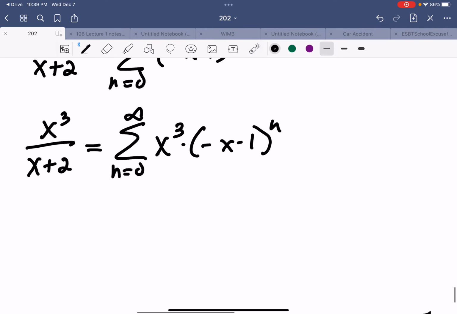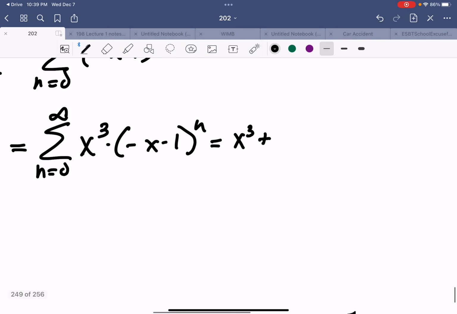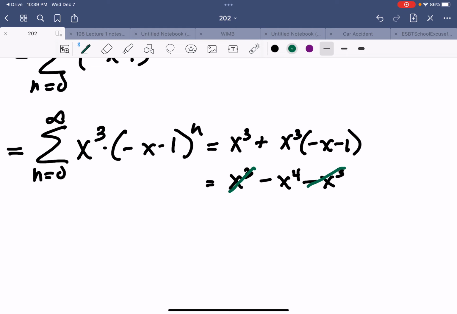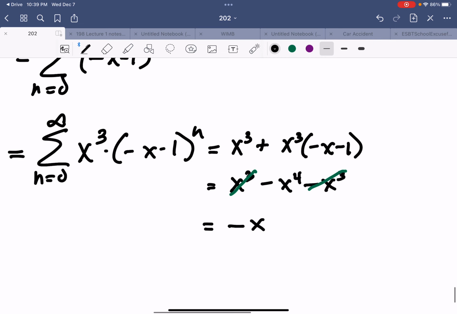Okay. First couple terms, if I let n equal 0, then we get x cubed times negative x minus 1 to the 0. So this is x cubed times, that's it, just x cubed, right? Because anything to the 0 power is 1. Then you're going to have x cubed times negative x minus 1. And so that gives you x cubed minus x to the 4th minus x cubed, right? So notice what happens. The x cubes actually cancel out there. And you're left with just negative x to the 4th.